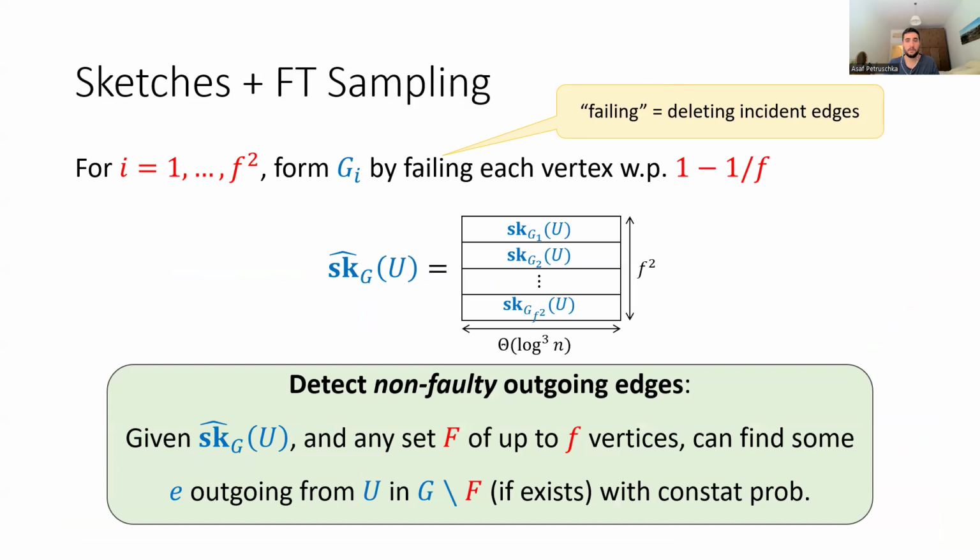So now if we have the sketch of a vertex set U, and we also know of some set F of at most small f faulty vertices, then we can extract from the sketch of U some edge which is both outgoing from U and doesn't touch any faulty vertex. And this is because with constant probability, there will be an iteration where we failed all the vertices of F, but did not fail the endpoints of E.